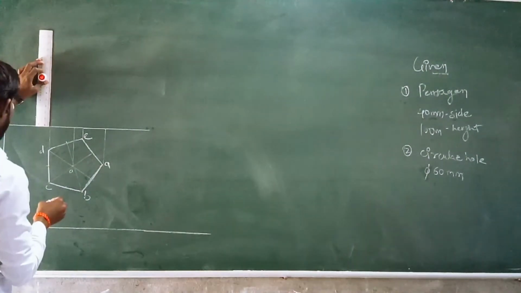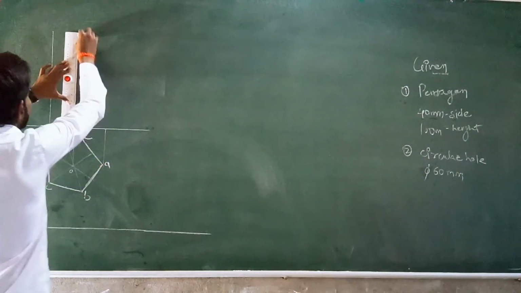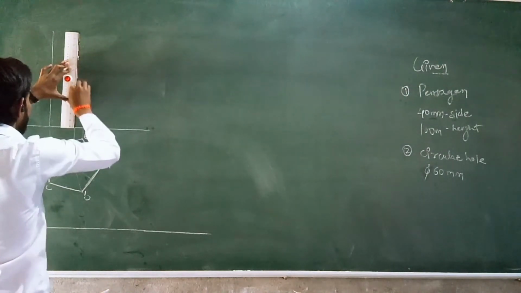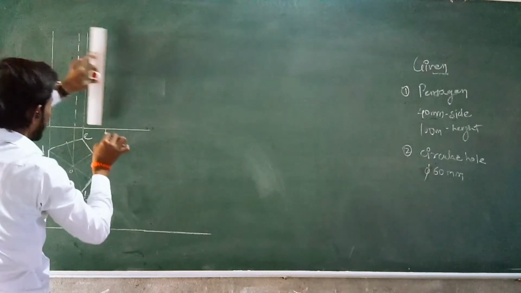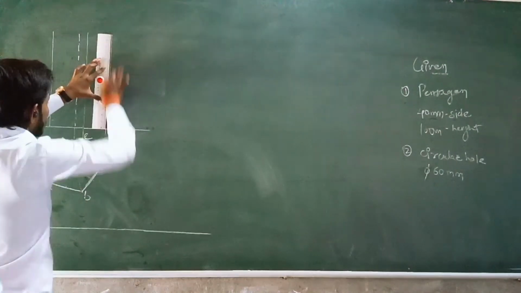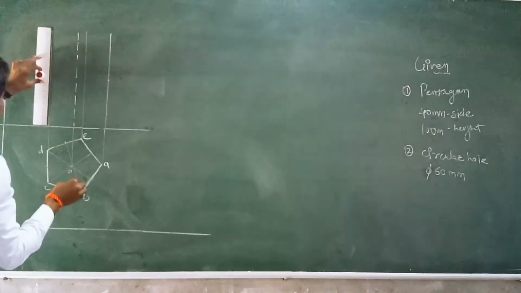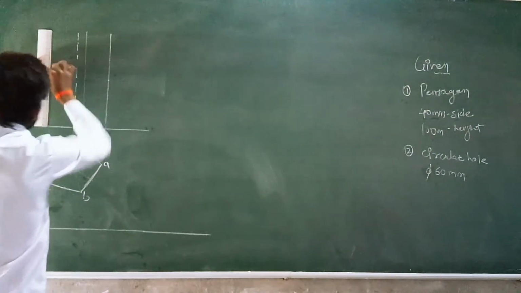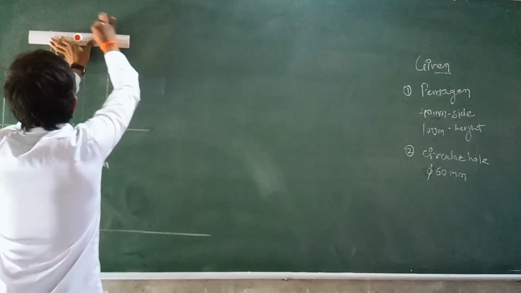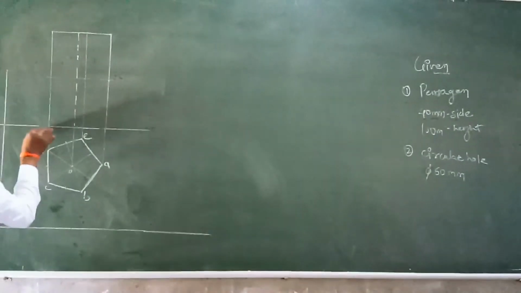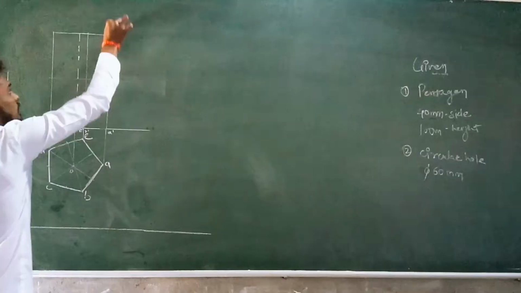So what is the height of the prism? It is 100 mm. This is our center point. This is dark, this is also dark, and this is 100 mm. That's why the center point is at 50 mm. This is C dash, D dash, this is O dash, this is E dash and D dash, this is A dash.